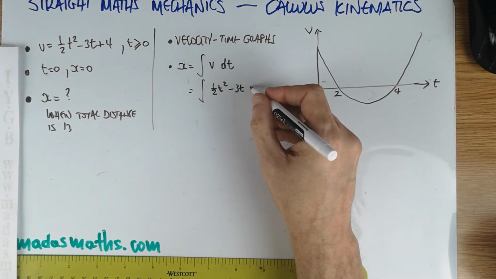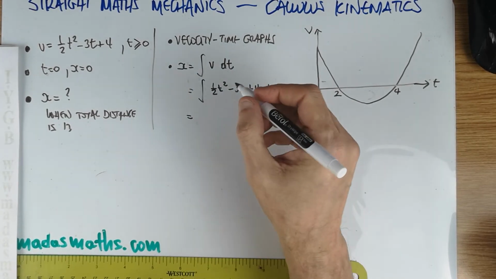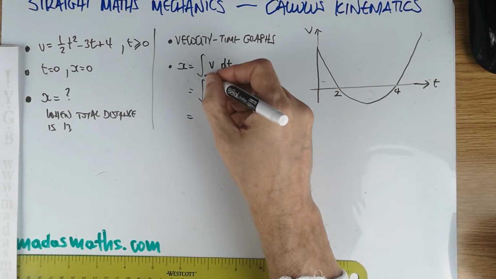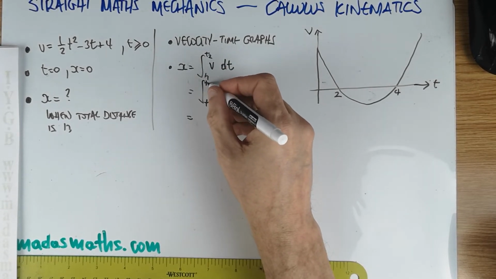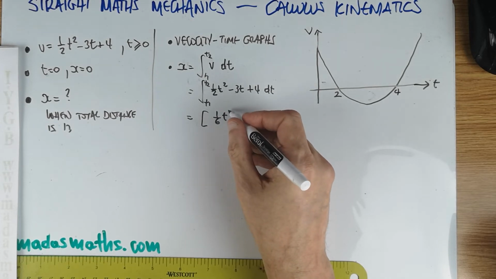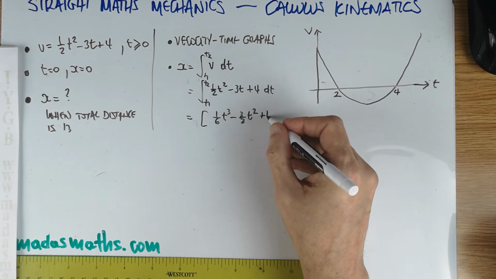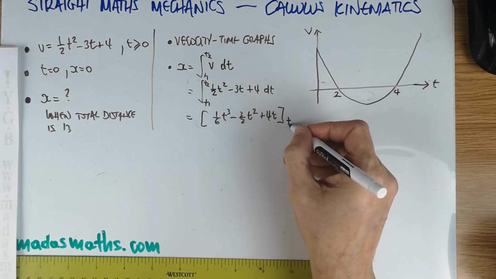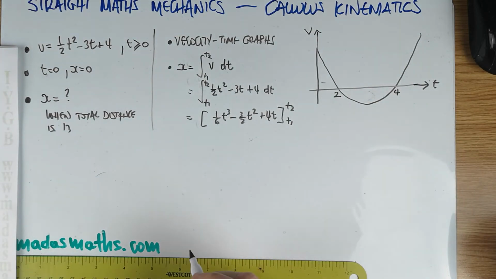So I'm putting the expression under the integral sign, and this is going to be from t1 to t2. When we're integrating, we're going to get 1/6 t cubed minus 3 over 2 t squared plus 4t, from t1 to t2. So depending on where we integrate, we can stick in the appropriate limits.